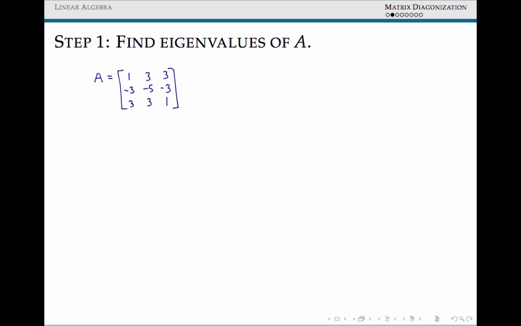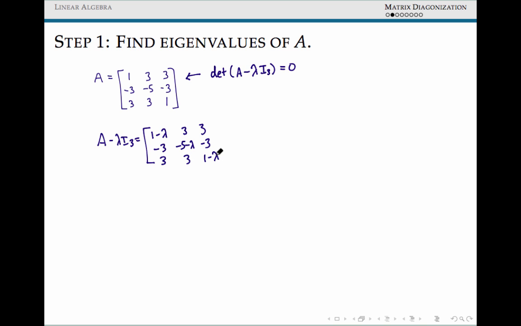All right, let's go about finding our eigenvalues. As a reminder, to find the eigenvalues of a matrix by hand, we compute the characteristic polynomial, which is the determinant of our matrix A minus lambda times the identity matrix, and we look for the roots, setting this characteristic polynomial equal to 0. So our A minus lambda I3 is 1 minus lambda, 3, 3, negative 3, negative 5 minus lambda, negative 3, 3, 3, and 1 minus lambda.